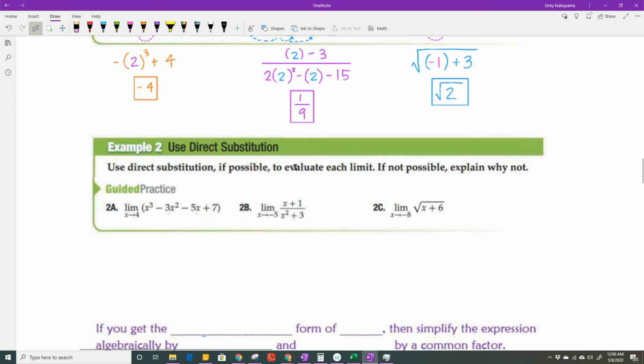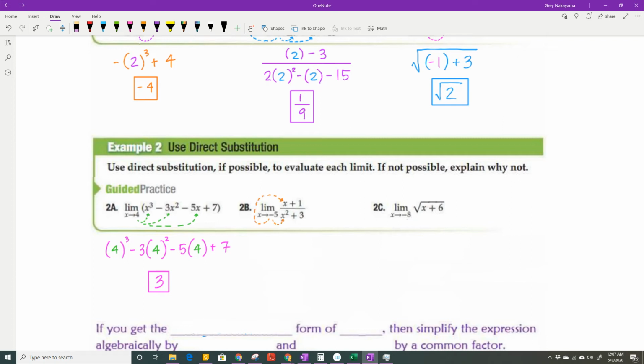Use direct substitution if possible to evaluate each limit. If not possible, explain why or why not. So again, everywhere I see an x, I'm going to plug in 4 because the limit as x approaches 4 of x cubed minus 3x squared minus 4x plus 7. Always the first thing you want to do is try direct substitution. So I'm putting it in, showing parentheses where each variable was, and then I'm going to simplify it and get an answer of 3.